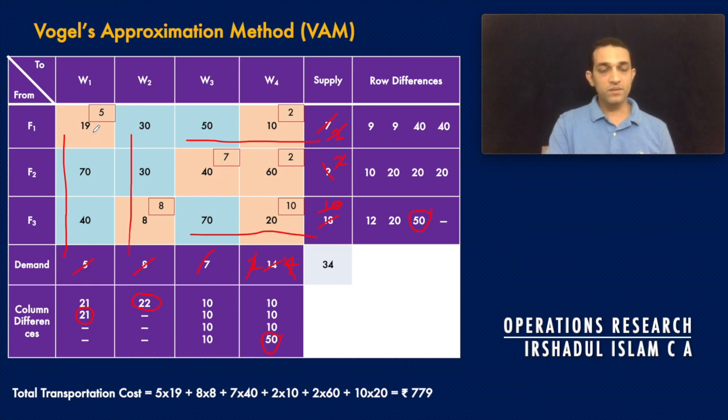Now we can calculate the total transportation cost. 5 into 19 plus 8 into 8 plus 7 into 40 plus 2 into 10 plus 2 into 60 plus 10 into 20. The total transportation cost is equal to 779 rupees. And also you can count the number of allocations: 1, 2, 3, 4, 5 and 6. That should be there, because number of columns plus number of rows minus 1 should be the number of occupied cells. Here we got that. So this is an initial basic feasible solution by Vogel's approximation method. Hope you understood this. Thank you.